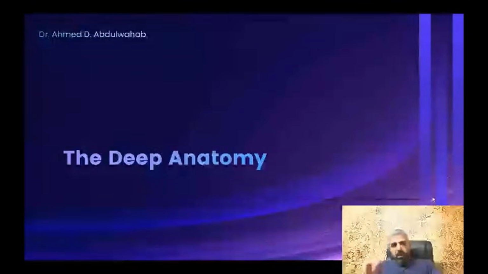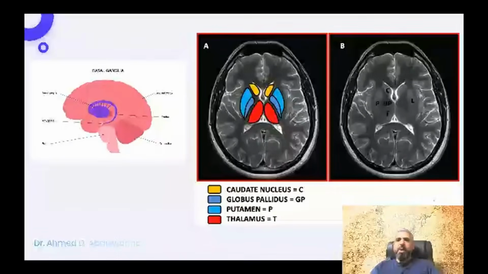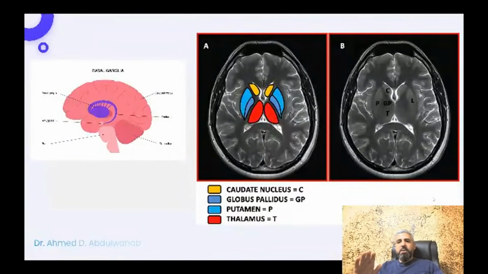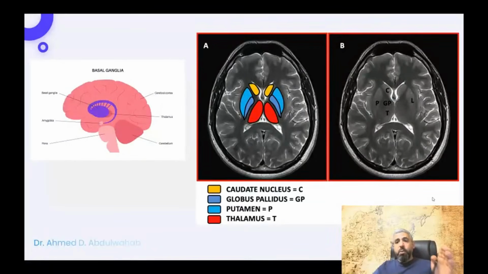First, we will have a quick look at the deep anatomy of the basal ganglia. To be a detective, you must know the neighborhood. Remember: putamen, caudate, globus pallidus, and thalamus. These four parts of the brain we will look into today. Our clues will depend on which specific part is involved. Is it all the basal ganglia, or just the thalamus, or just the putamen, or just the globus pallidus?